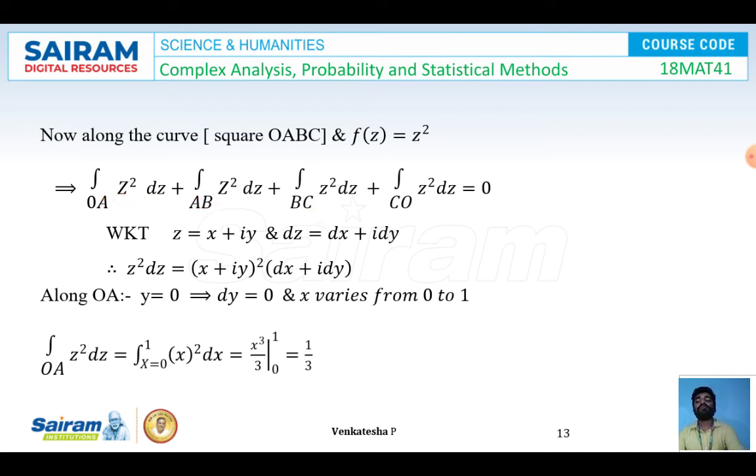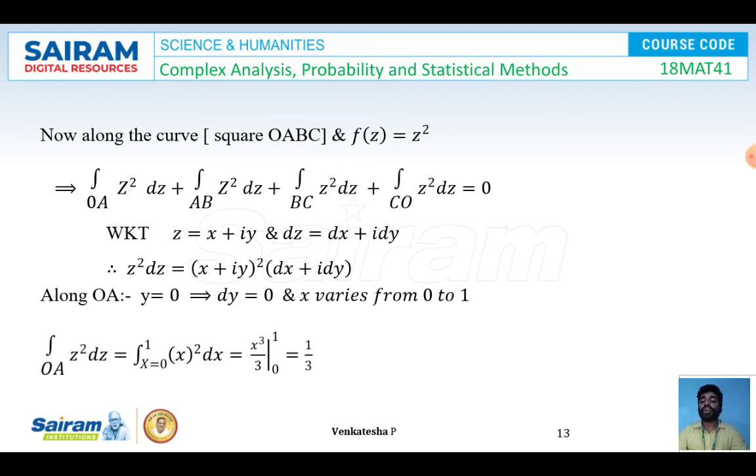So therefore it will become what? The integral over the region OA z square dz plus the integral over the region AB z square dz plus the integral over the region BC z square dz plus the integral over the region CO z square dz is equal to 0. We know that z is equal to x plus iy and dz is dx plus idy. So z square dz will become (x plus iy) whole square into (dx plus idy).